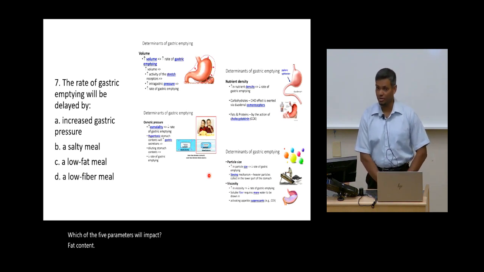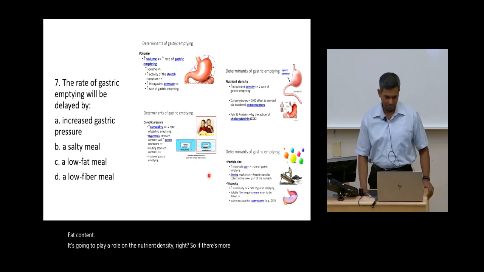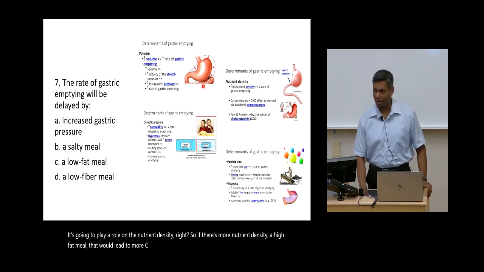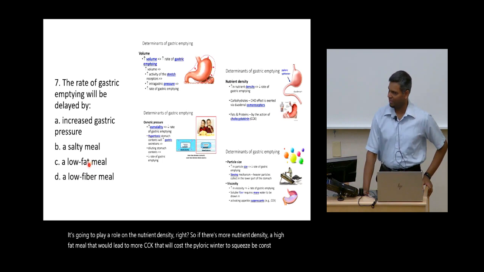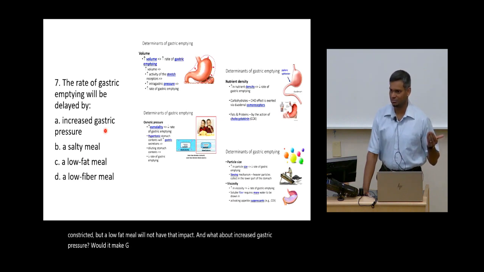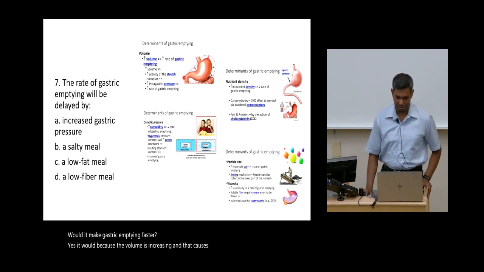It's going to play a role on the nutrient density, right? So if there's more nutrient density, a high fat meal would lead to more CCK, that will cause the pyloric sphincter to be constricted. But a low fat meal will not have that impact, right? And what about increased gastric pressure? Would it make gastric emptying faster? Yes, it would, because the volume is increasing and that causes the gastric pressure to increase.